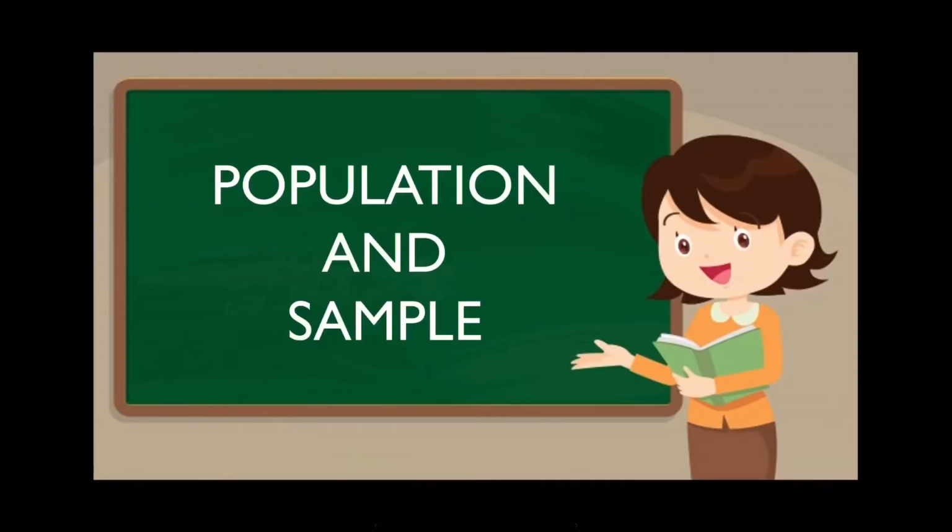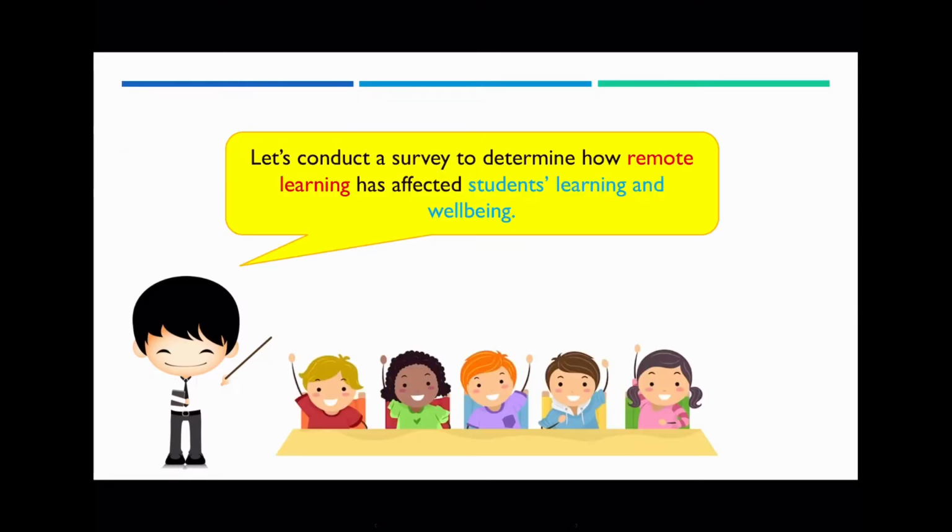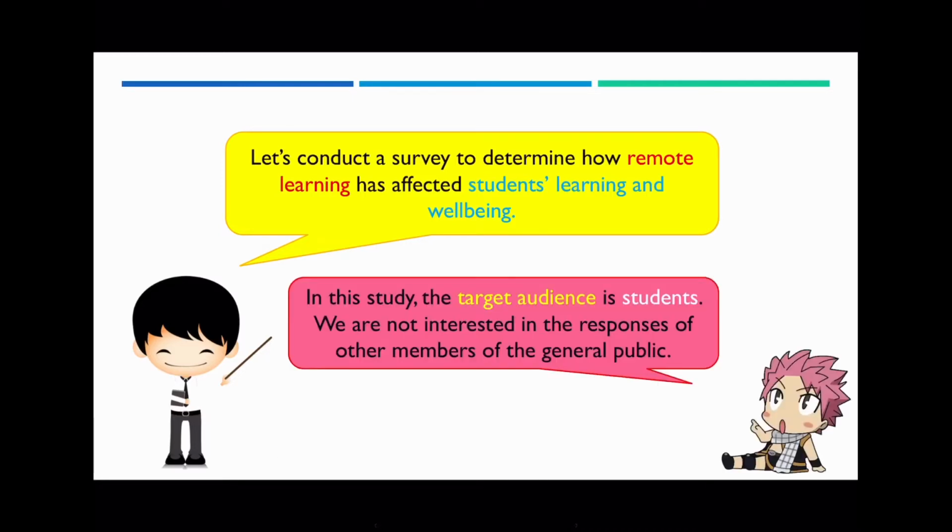So we're going to be looking at the two words now, population and sample. To help you understand the differences between these two words, I'm going to use an example. I will conduct a survey to determine how remote learning has affected students' learning and well-being. In this study, what I'm interested in is the students' learning and well-being. So my target audience is the students. I'm not interested at all in elderly people or other members of the general public. I'm just interested in students.